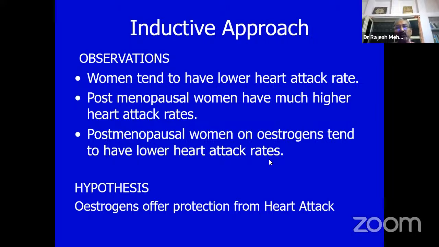Now, in the inductive approach, we'll take one example to make it clear. Say women tend to have a lower heart attack rate. That is one observation. Another observation: post-menopausal women have much higher heart attack rates. Third: postmenopausal women on estrogens tend to have lower heart attack rates. Based on these different observations, collectively, we give one theory that estrogen offers protection from heart attack. That is a generalizing theory. This is known as the inductive approach.